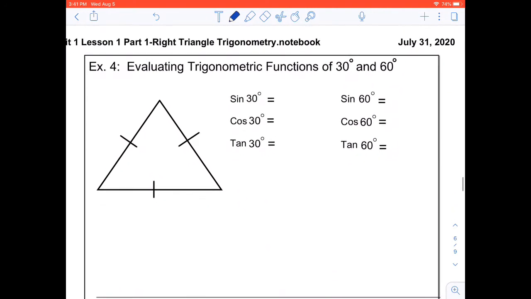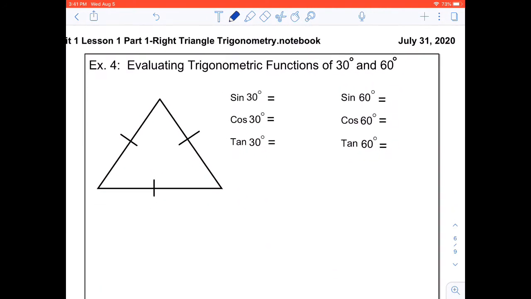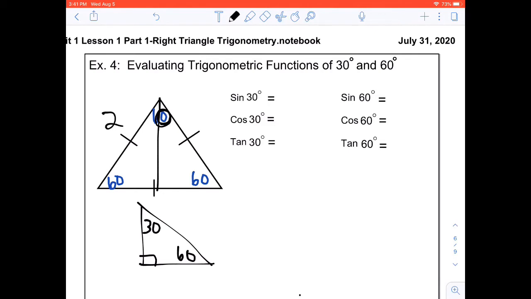Now when you want to evaluate the trigonometric functions of 30 and 60, it stems from an equilateral triangle. In an equilateral triangle, all the angles are 60 degrees, but I'm going to pull an altitude. So if I pull an altitude, this becomes 60, then this right here becomes half, and this is how we get our 30, 60, 90 triangle.